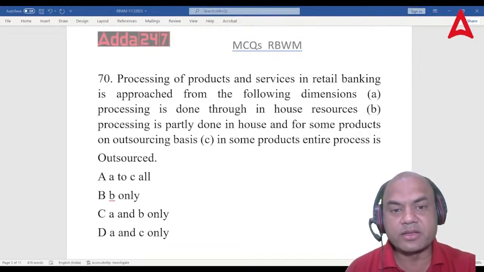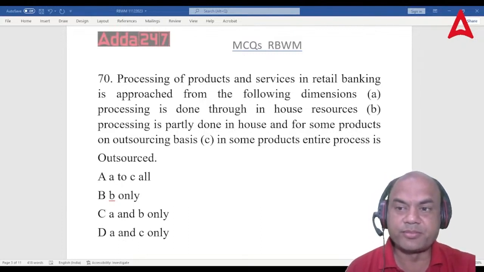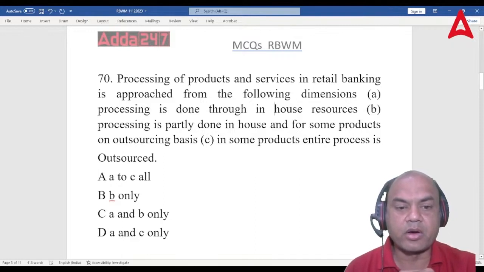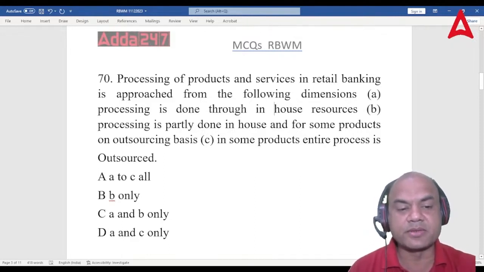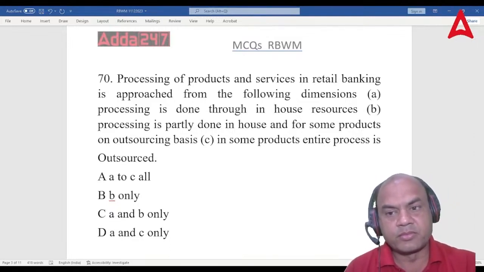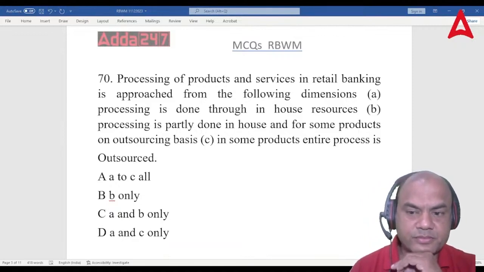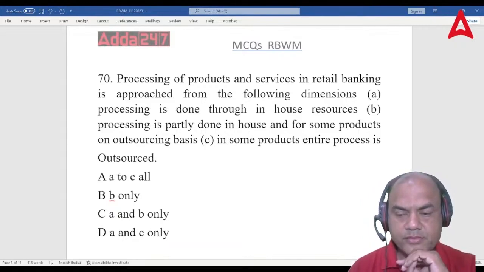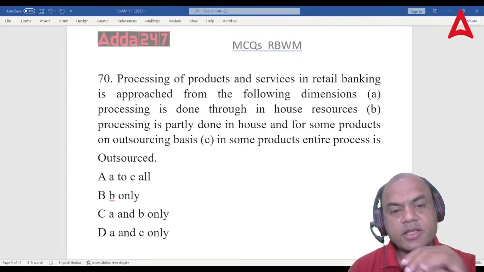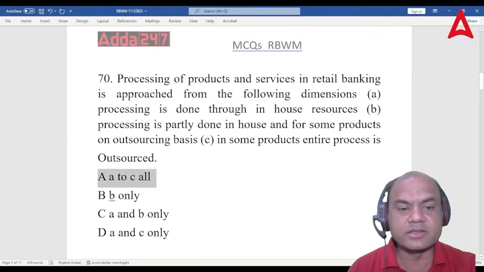So what should be the answer over here? Think over it, everyone. Think. Is it A to C all? Means some completely in-house, some outsourced, some in-house and completely outsourced. Is it something like that? Or only B? B is the answer. Many of you are thinking B is the answer. What do you think? The answer is A to C all. This is the answer, right?